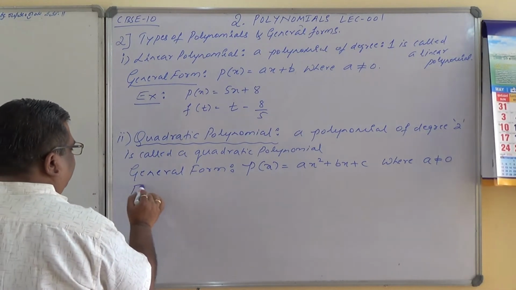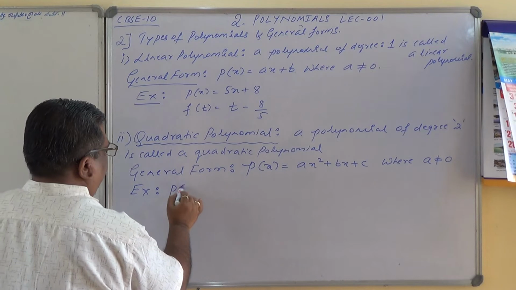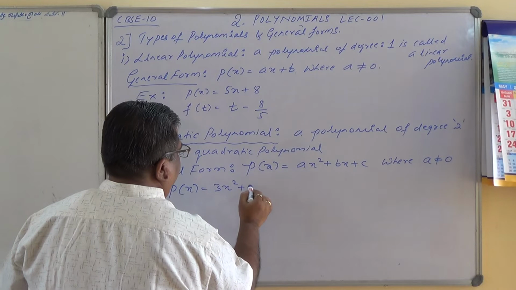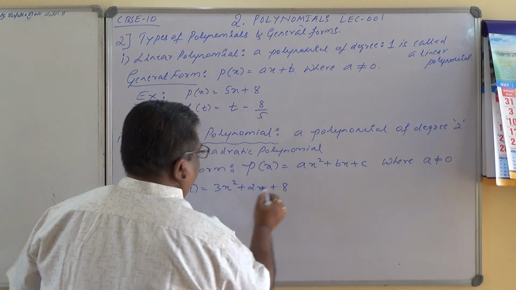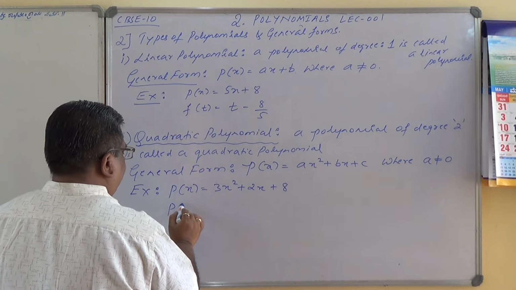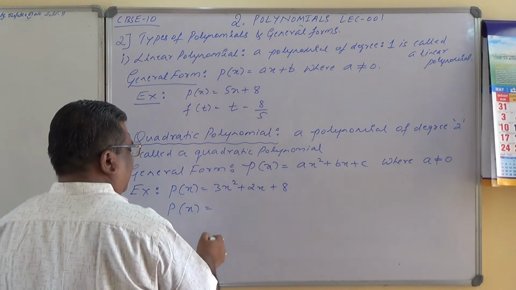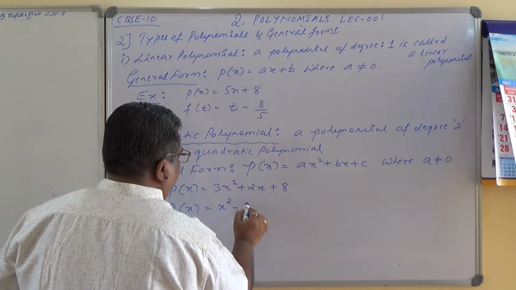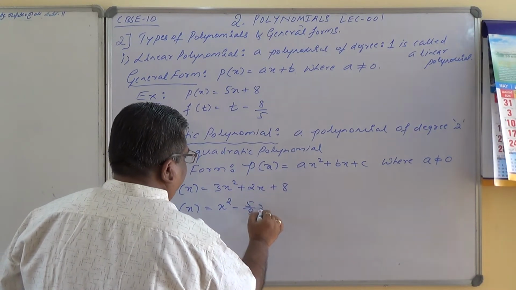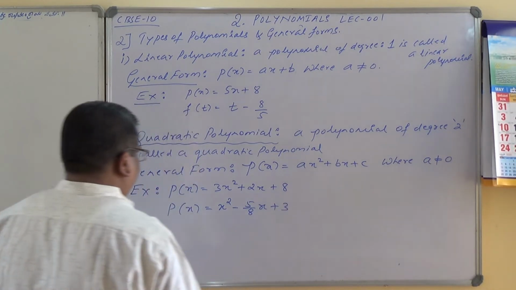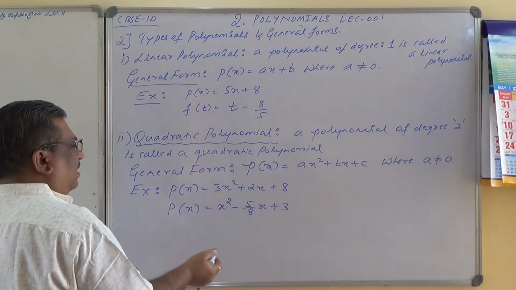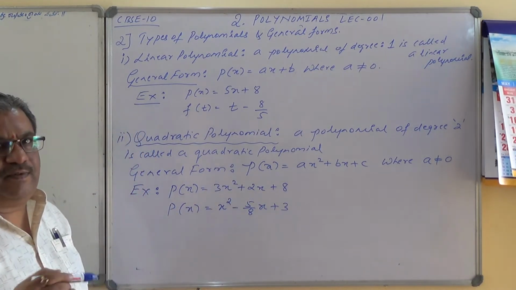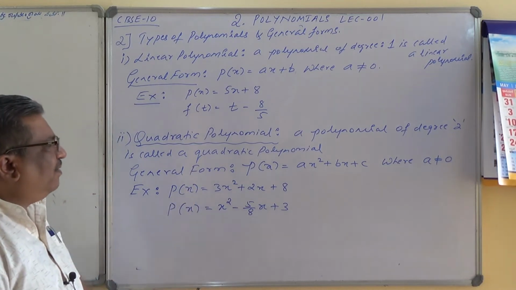Examples let us take now. P of x equals 3x square plus 2x plus 8. Very simple example. Another example we will take: P of x equals x square minus 5 by 8 x plus 3. Any other examples? You have already seen all quadratic equations. The LHS of a quadratic equation is nothing but a quadratic polynomial. You are very familiar with all this.